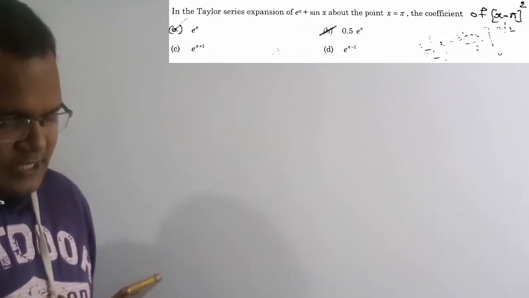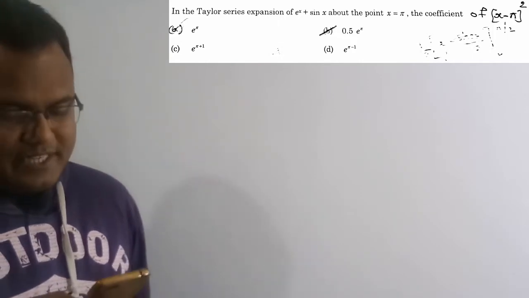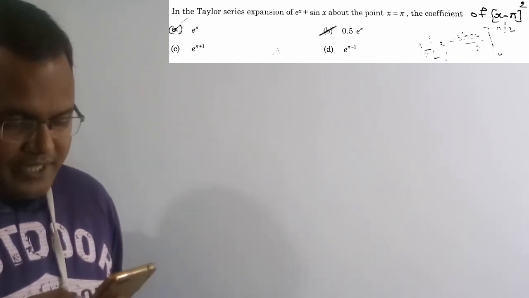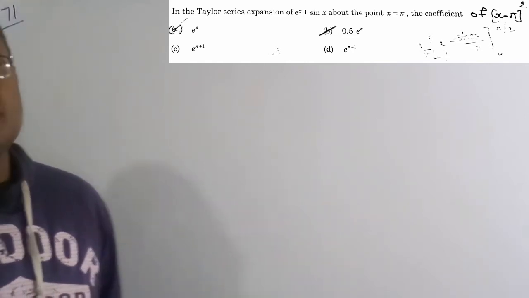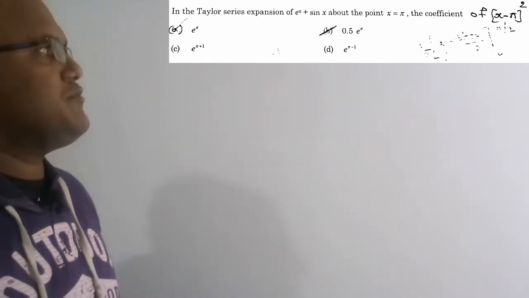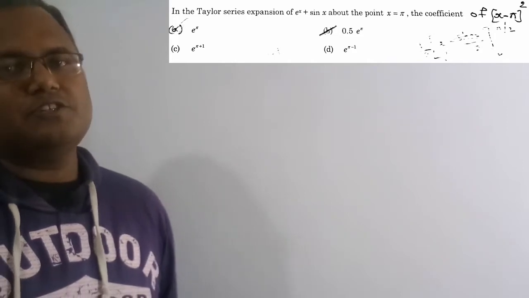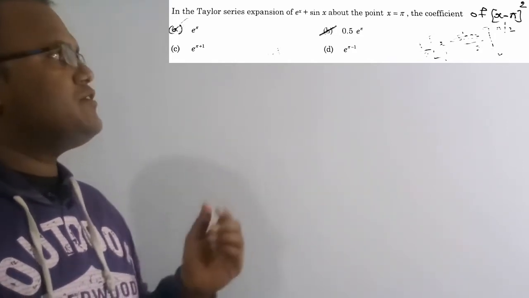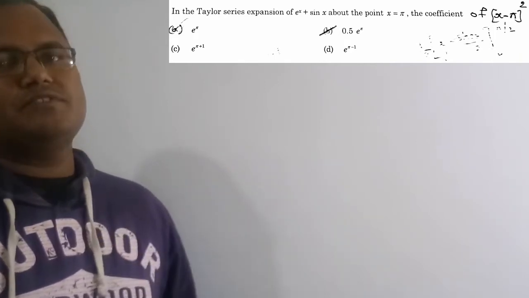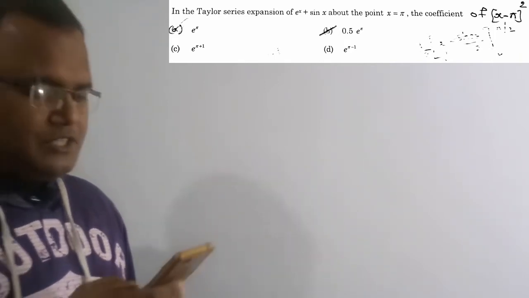So why waste more time? Let's get started. Now we are going to solve the 71st question. See the question here. In the Taylor series expansion of e to the power of x plus sin x about the point x is equal to pi, what is the coefficient of (x minus pi) whole square? In this question, they have given a function f of x is equal to e to the power of x plus sin x. At the point x is equal to pi, we have to find the value of the coefficient of (x minus pi) whole square.